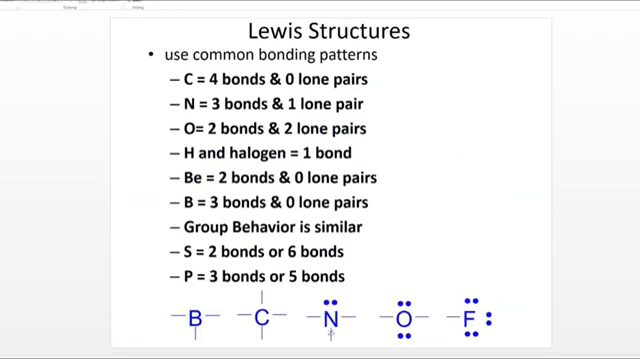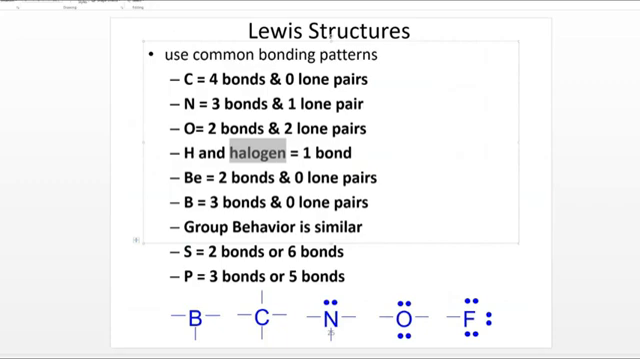So here is what we should know. Carbon loves to have 4 bonds and will always have 4 bonds, very important. Nitrogen will most of the time have 3 bonds and 1 lone pair. That's where it's the most stable. Oxygen will have 2 bonds and 2 lone pairs. Hydrogen and halogens will have 1 bond, but the halogens will have 3 lone pairs, like you see in fluorine over here. Hydrogen will have no lone pairs.